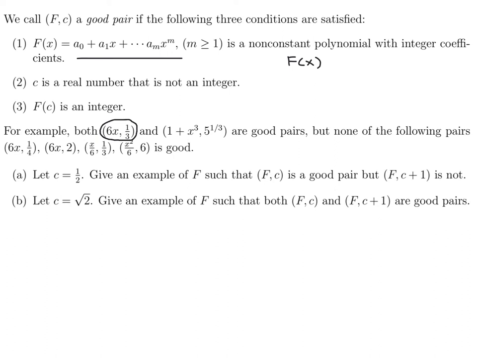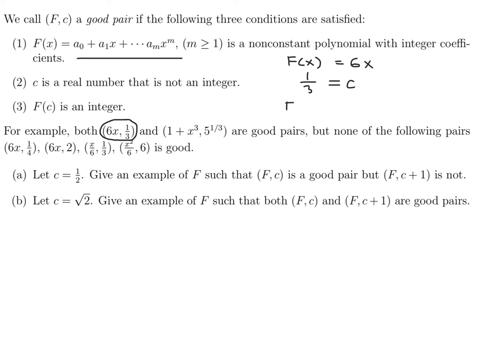So does 6x qualify? Sure. It's a simple example, but it qualifies. Then the next criteria: c is a real number that is not an integer. So c in this case is 1 third. Is it a real number? Sure. It is also not an integer.